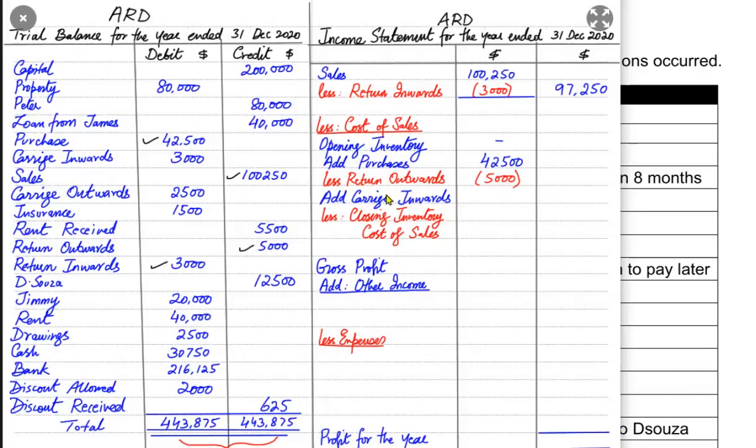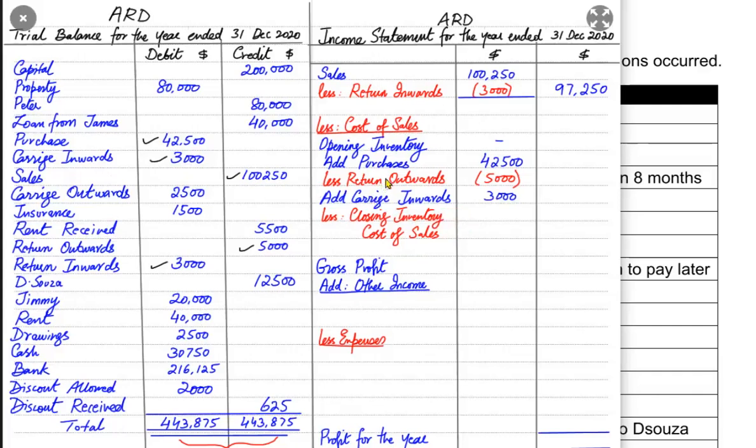Now we have already studied there can be two types of carriage. One is carriage inward and another one may be carriage outward. Now the carriage inward always comes in the cost of sales section, and a carriage outward always comes in the expense section. Now we can find the carriage inward here. It is basically a transportation cost. Then we have closing inventory.